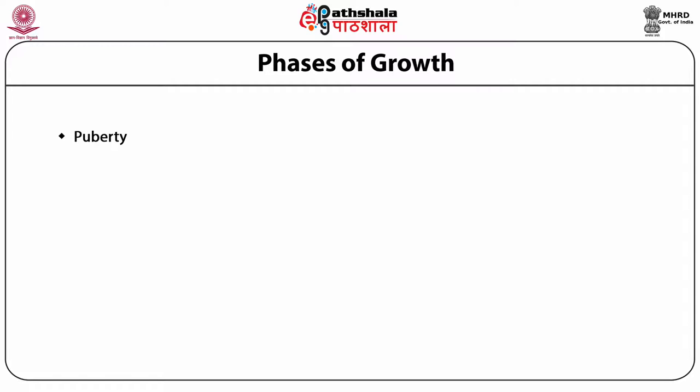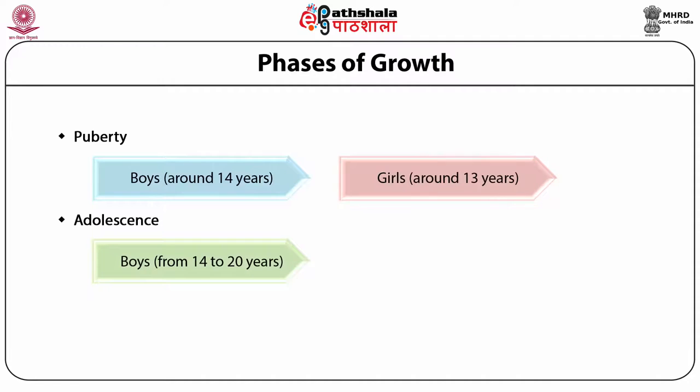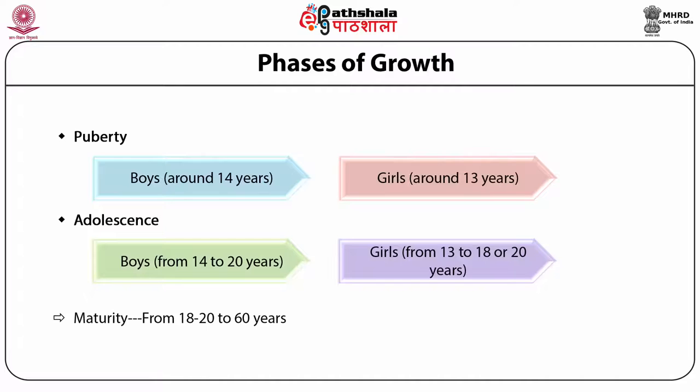Puberty in the case of boys is around 14 years, in the case of girls it is about 13 years. Adolescence in the case of boys is from 14 to 20 years, whereas in the case of girls it is from 13 to 18 or 20 years. Maturity starts from 18 to 20 years, whereas senility is after 60 years.